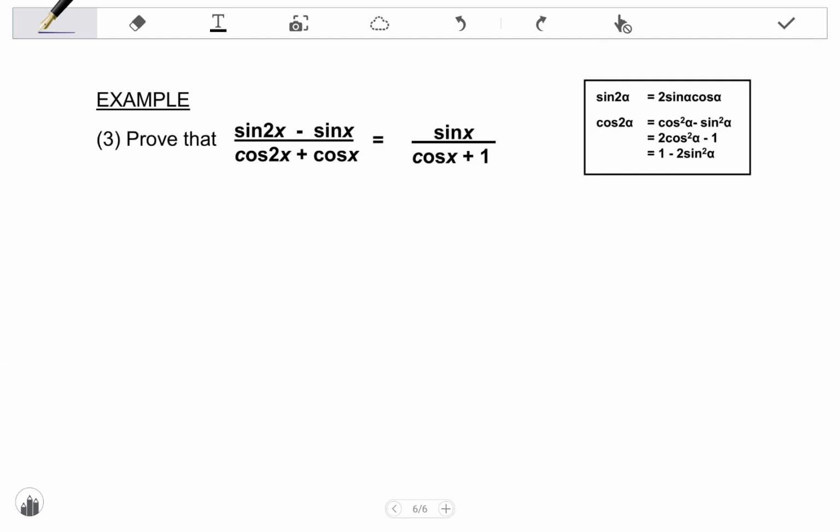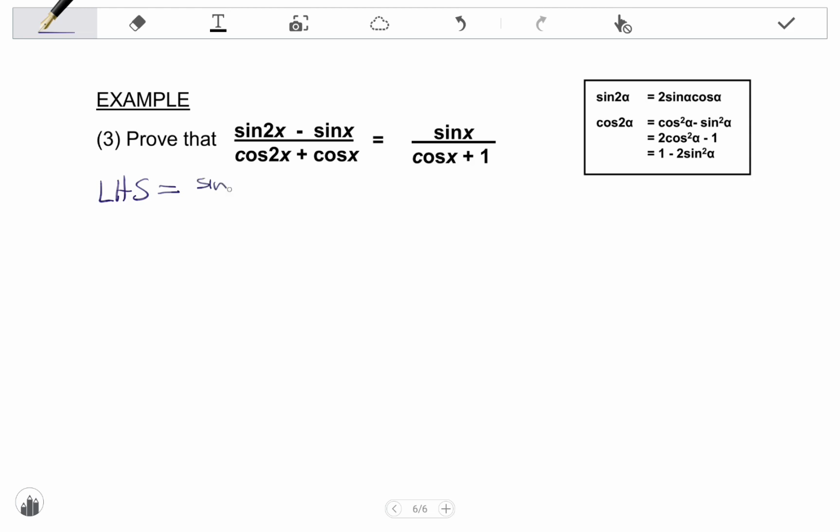In this third and final example, we have to prove that (sine 2x minus sine x) over (cos 2x plus cos x) is equal to sine x over (cos x plus 1). Okay, so first thing we look at is the angles, and we notice I have some x's and some 2x's. That means I have to expand the double angles. So again, here I'm going to start with the left-hand side. But now, just because my three examples have started with the left-hand side, don't think that that is always the case. Sometimes you'll have to start with the right-hand side. Sometimes you'll have to work on both sides.